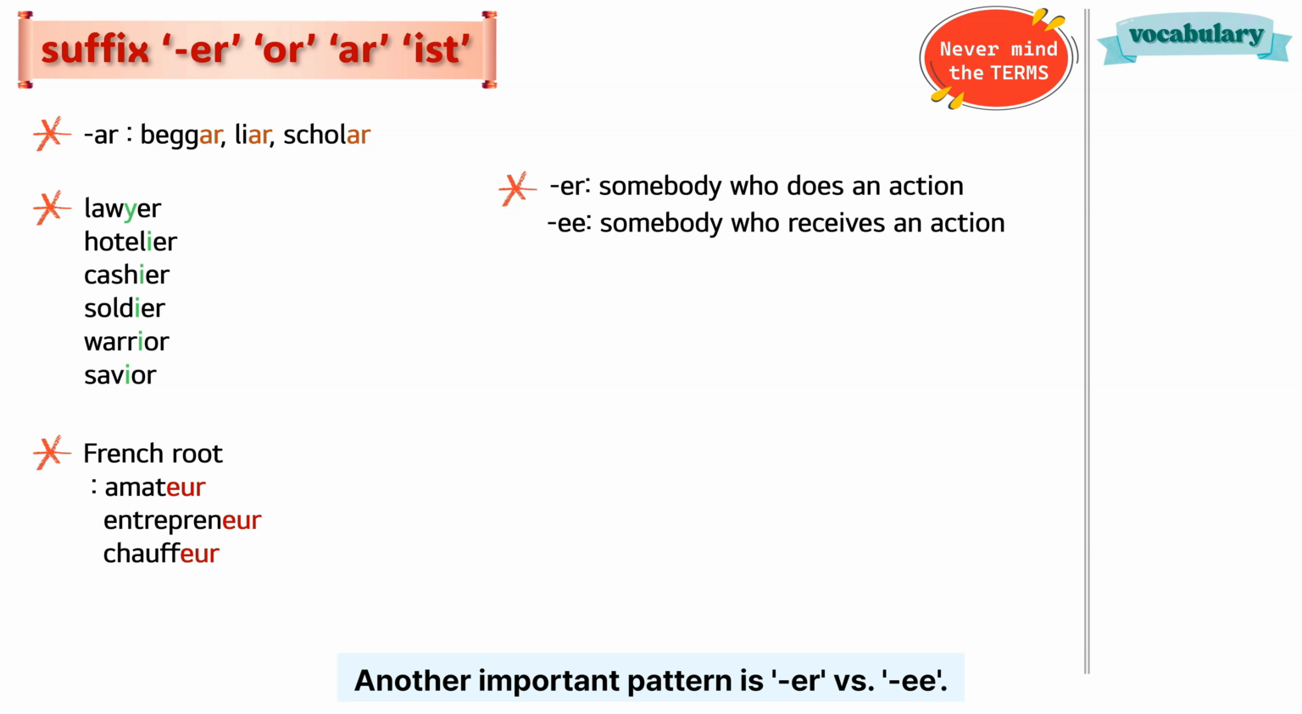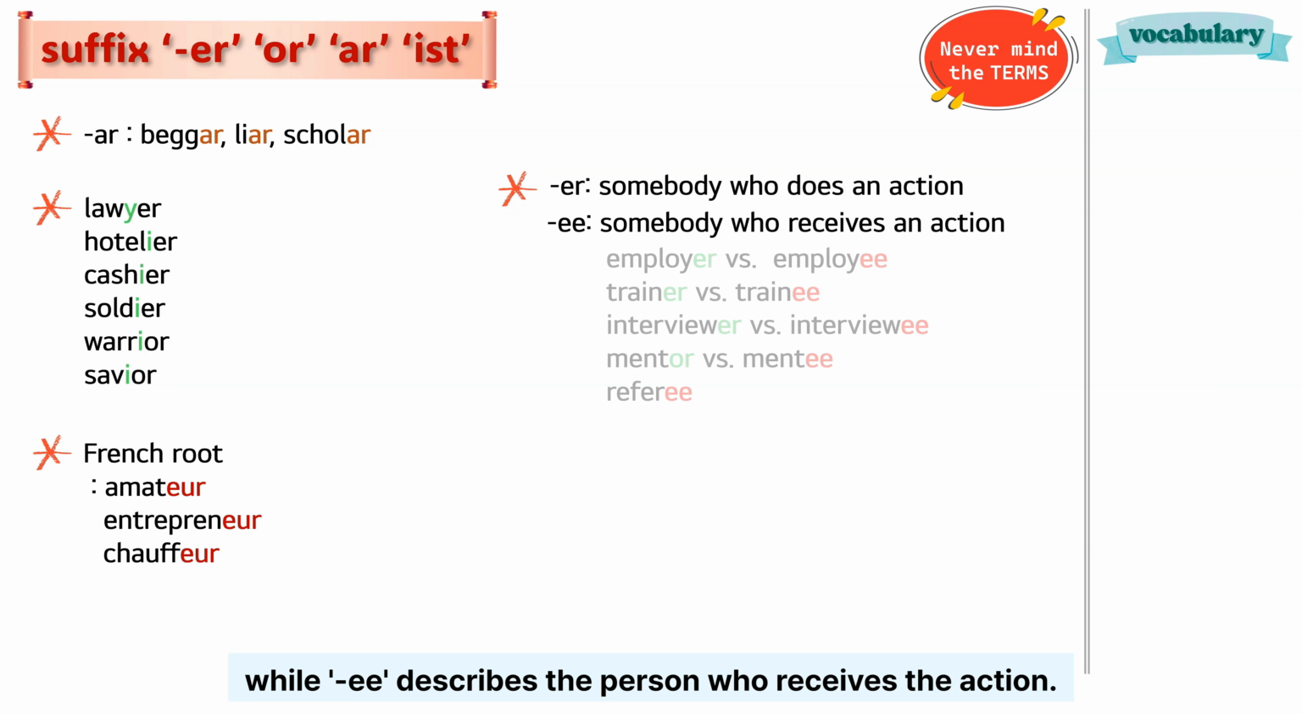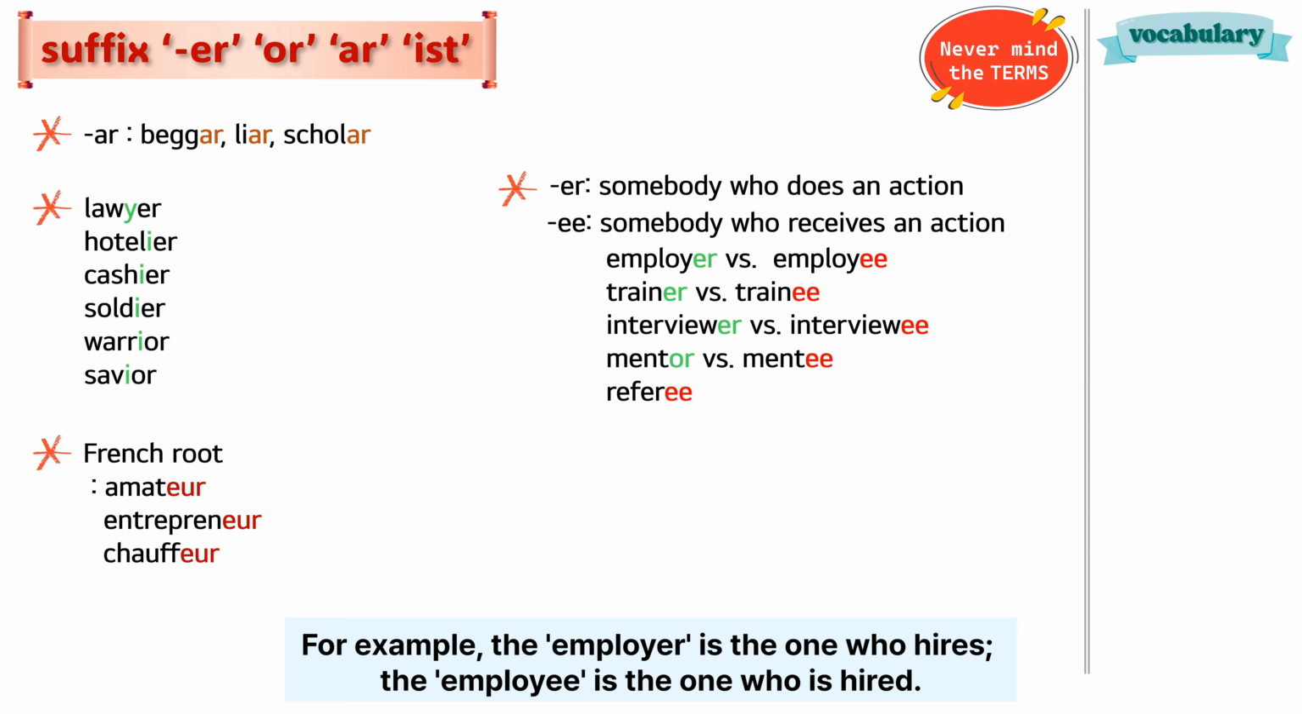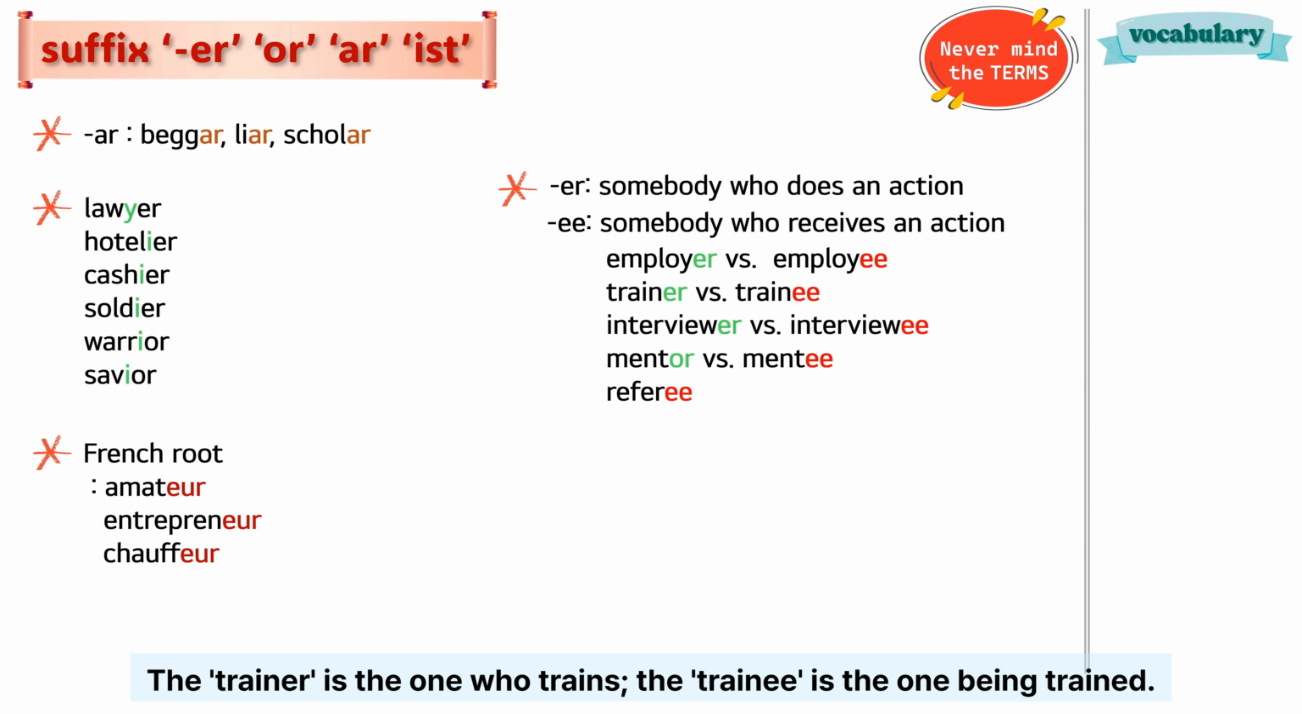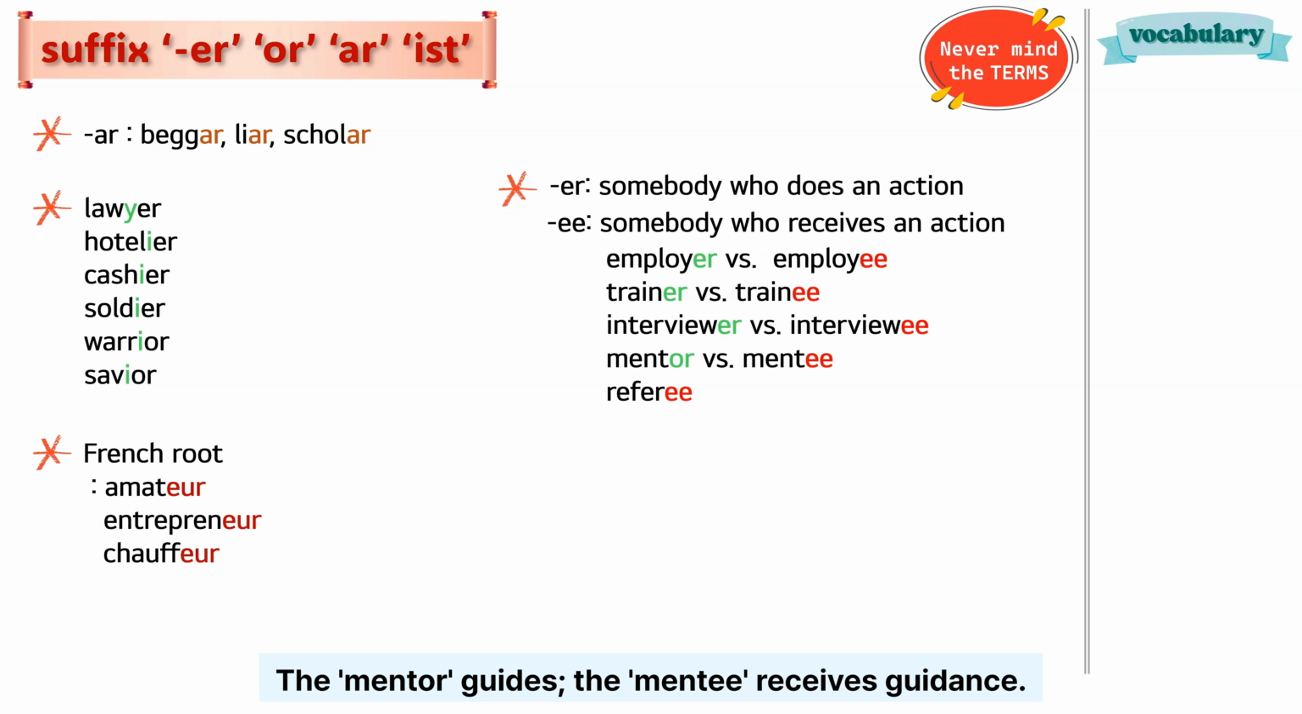Another important pattern is er versus ee. In many pairs, er describes the person who does something, while ee describes the person who receives the action. For example, the employer is the one who hires. The employee is the one who is hired. The trainer is the one who trains. The trainee is the one being trained. The interviewer asks the questions. The interviewee answers them. The mentor guides. The mentee receives guidance. And of course, in sports, we say referee.